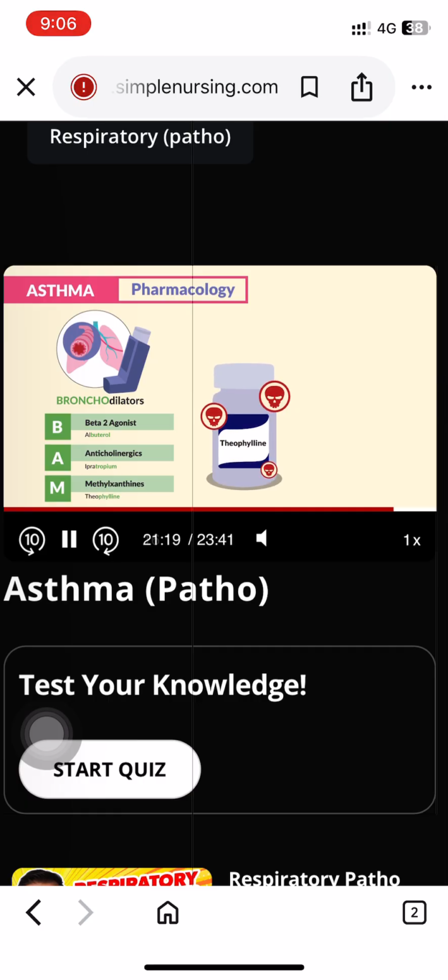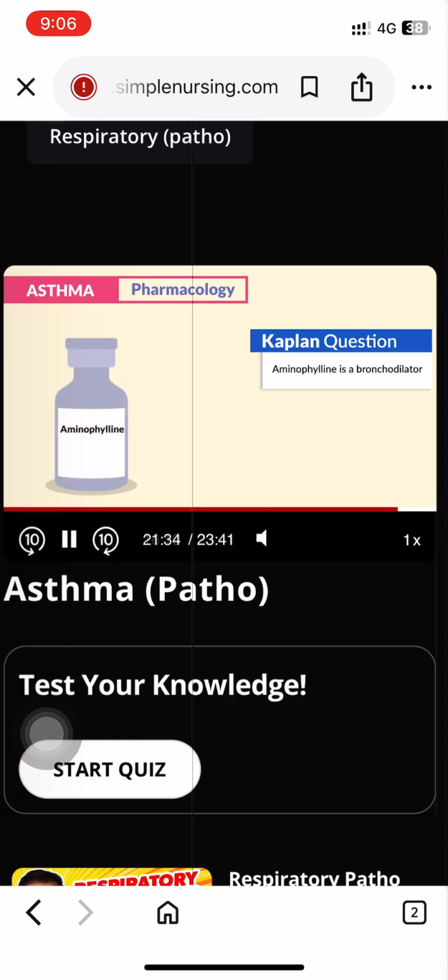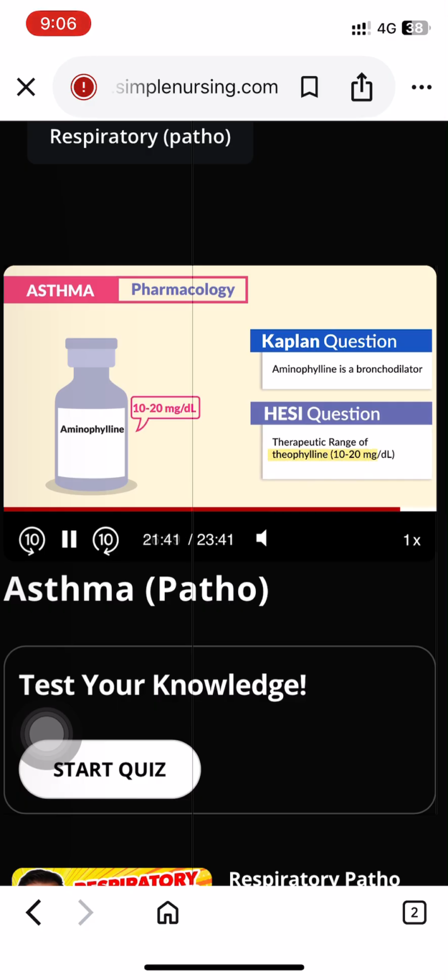So just think it's very toxic and a very fast heart rate. And the therapeutic range to know is 10 to 20. So the memory trick we use, think fill-ins have you fill in toxic and tachycardic. So Kaplan mentions aminophylline is a bronchodilator. And HESI mentions the therapeutic range for theophylline is 10 to 20.